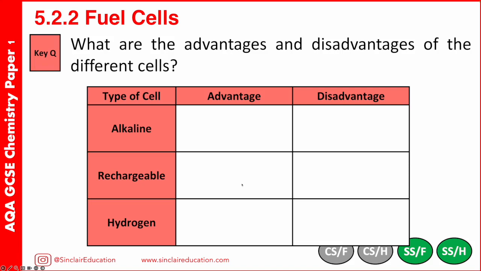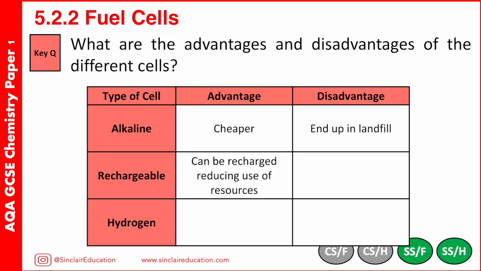You might be asked to evaluate the different types of cells. So alkaline batteries are cheaper, but they're ending up in landfill, and what we know is that they contain chemicals that are notoriously bad for the environment and can cause a buildup of toxins, for example. Now, rechargeable batteries will reduce the amount going to landfill because in theory these can be recharged, therefore reducing our use of resources. But they too tend to be more expensive, and we also, for recharging them using electricity, may be using crude oil to actually help with their recharge.